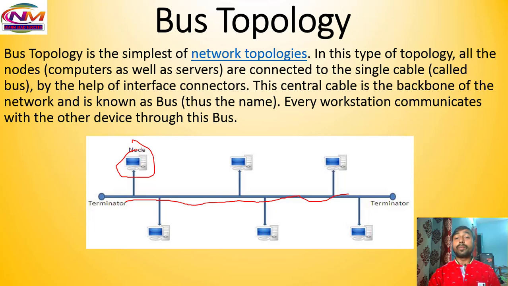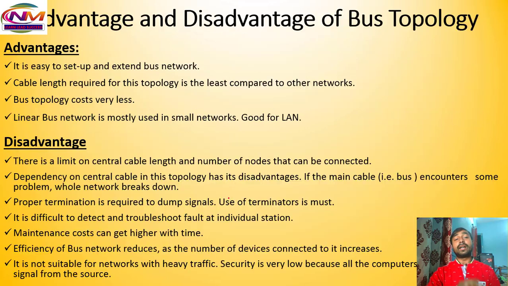Every workstation communicates with other devices through this bus. Suppose this machine wants to share some information with this machine, it can be shared via this central cable. So this is called bus topology. This is one of the simplest topologies, used everywhere, because it comes with only a single kind of wire, called the backbone wire, and with the help of that we can easily connect. Now, advantages and disadvantages of bus topology.